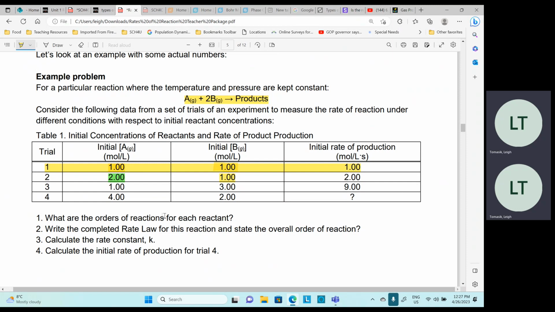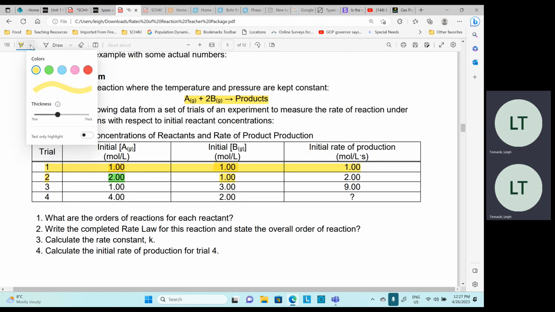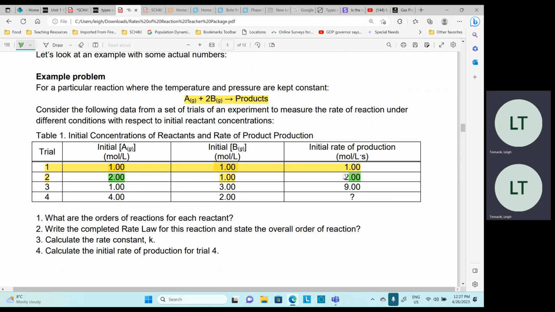So if we compare trial 1 and 2, A doubled, B stayed the same. So we're studying what changing the concentration of A will do to the rate. And the rate doubled. So this is a power of 1.